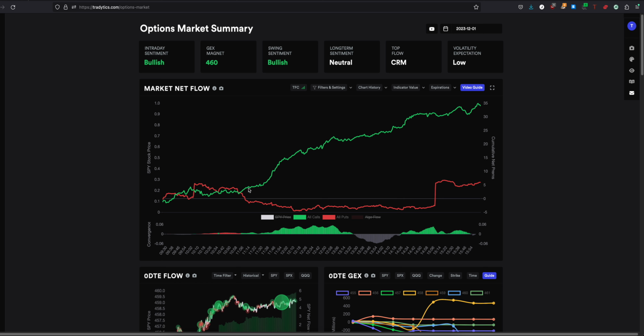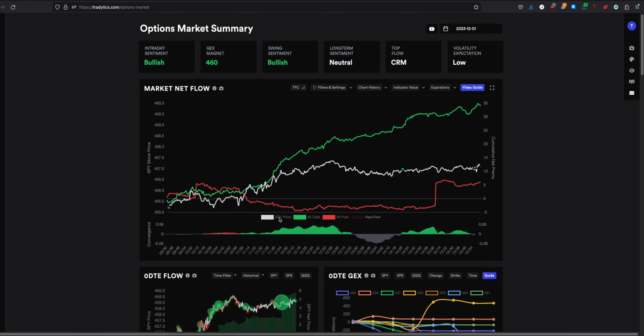Now, this green line is your net calls. That means bought calls minus sold calls. Sold calls are bearish, okay? Same thing with puts. Your red line, it's all the bought puts minus the sold puts. Sold puts are bullish, okay?